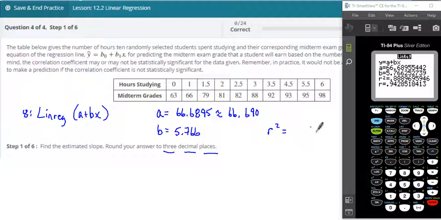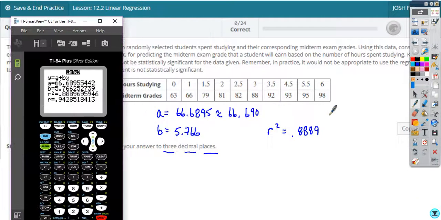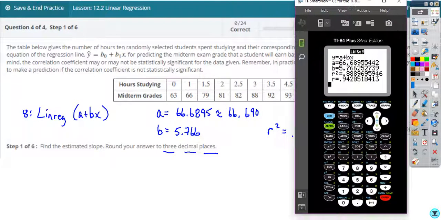So once again, I'm going to round it to 3 decimal places. So I'm going to say 0.8889. So once again, we need to round that. So this would be approximately 0.889, because that 9 would make the 8 go up to a 9 itself, because we're rounding to 3 decimal places. All right. So with that said, these are going to be the things that we're going to need throughout this situation.